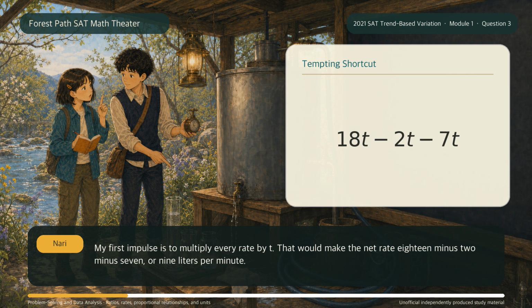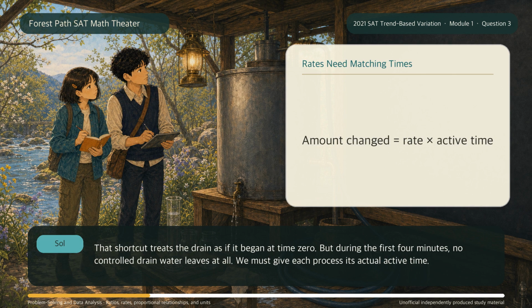My first impulse is to multiply every rate by T. That would make the net rate 18 minus 2 minus 7, or 9 liters per minute. That shortcut treats the drain as if it began at time 0. But during the first 4 minutes, no controlled drain water leaves at all. We must give each process its actual active time.